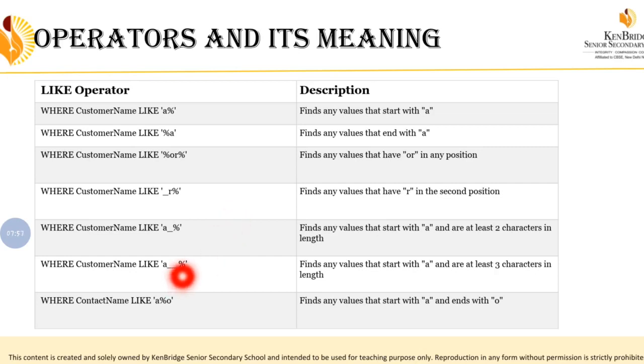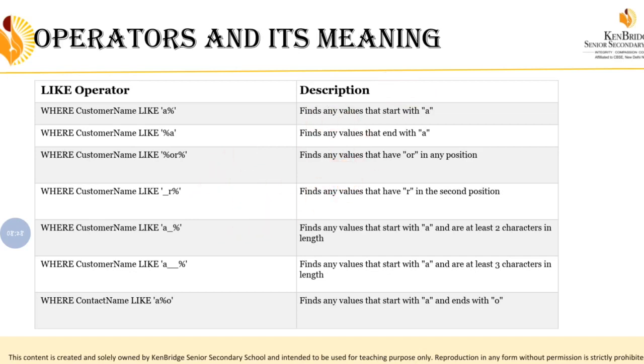And the next one, A%o. So the name has to start with A and end with O. In between, any number of characters can be there. This is the condition. Likewise, the percentage and underscore play a major role in the LIKE operator. So students, please learn what the percentage and underscore represent. It's very important. Kindly learn this properly.